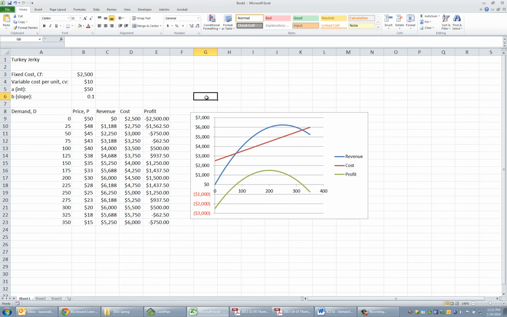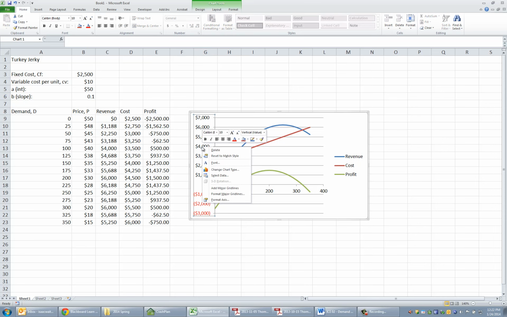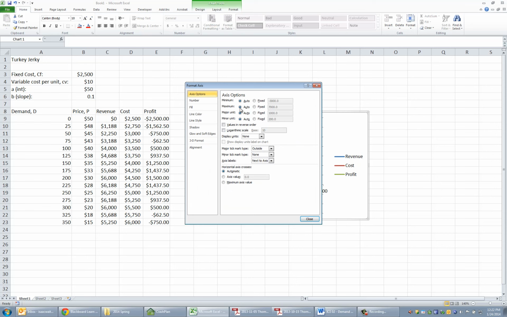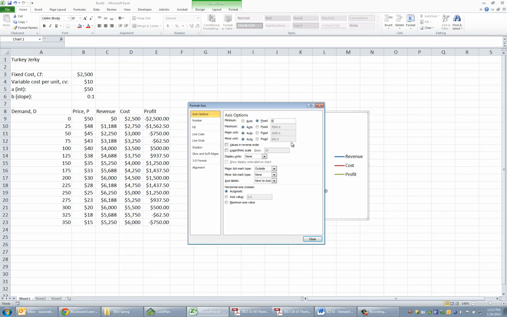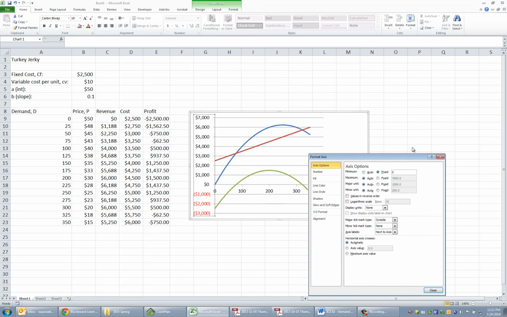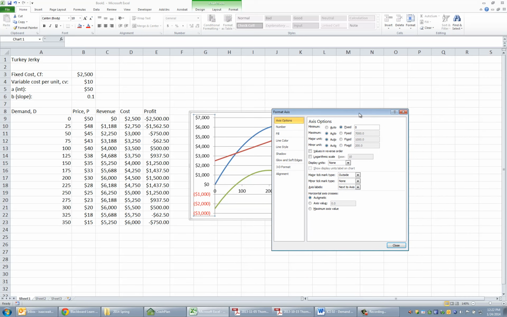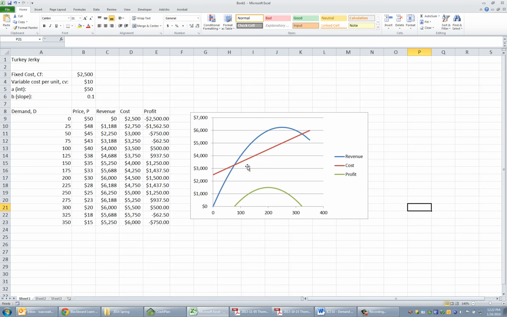The final thing I'd like to add here is the axis labels and also changing the range. I'll do the range first. So if I right click on the numbers of the vertical axis, it brings up a menu, one of which is to format the axis. So I want to have it go from 0 to 7,000. 7,000 is the upper range is fine, but I don't really want to show those negative ranges. They don't mean anything to me. All right, so now that's looking a little bit better.